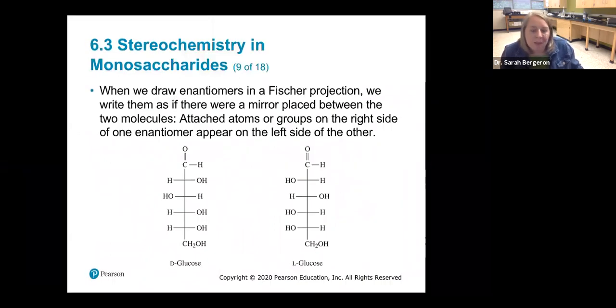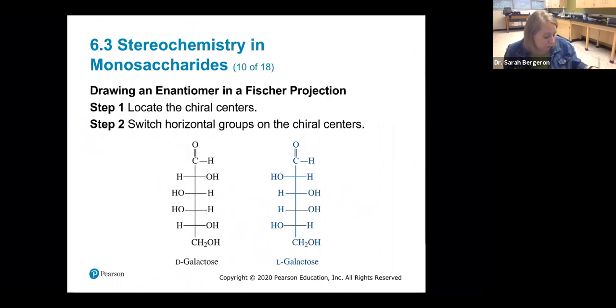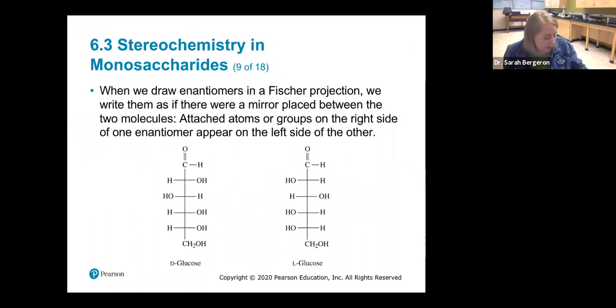Okay, now we talked about enantiomers. Enantiomers are those mirror images, right? Non-superimposable mirror images. So it's very easy to draw a Fisher projection that is a mirror image. So let me show you. Anything that is on the original molecule that's on the left, we're going to put it on the right. Anything that was on the right, we're going to put it on the left. No big deal, okay?